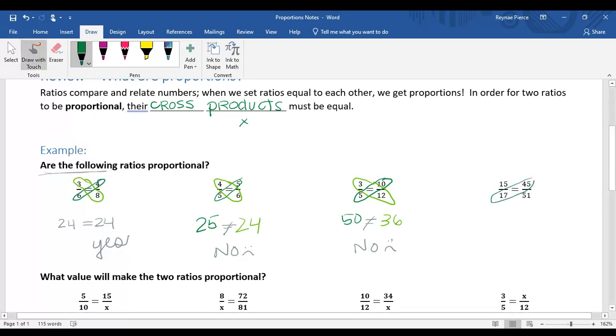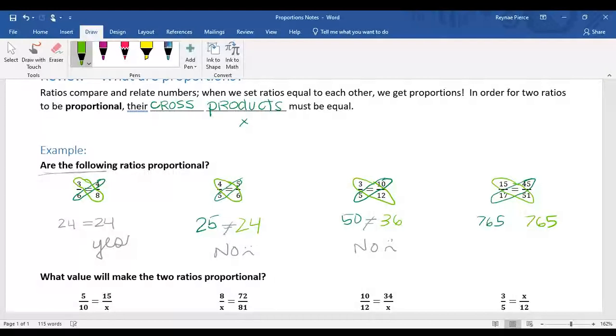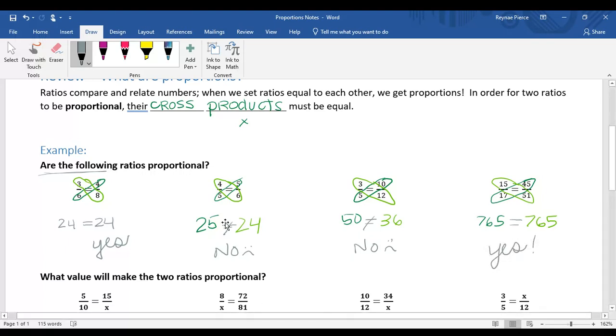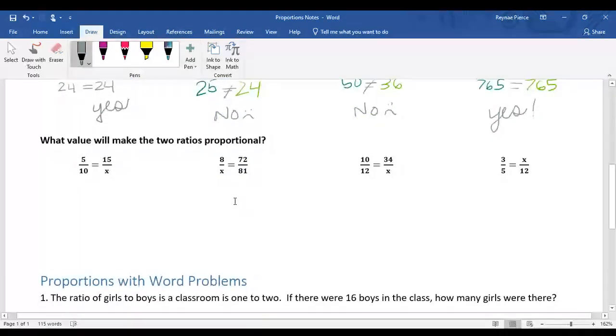And this last one, 17 times 45. Holy cow, that's a big number. Is 765. When we multiply 15 times 51, we also get 765. So since those are equal, those two ratios are proportional. Okay? So we can determine if ratios are proportional or not, okay?